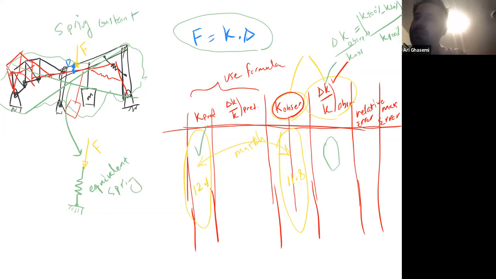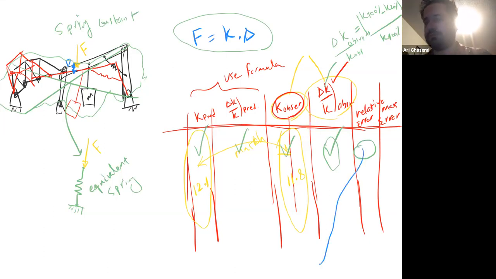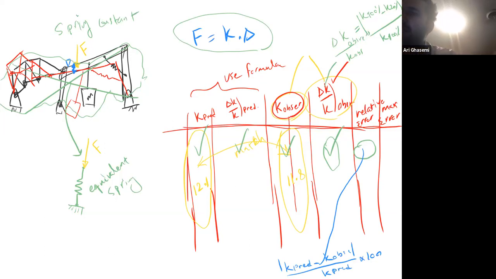So we talked about the first column, second, third, fourth, and now the fifth column. What is relative error? Relative error is the difference between K predicted minus K observed, divided by K predicted, times 100. Don't forget the absolute value. So it's the relative difference between the predicted spring constant and the observed spring constant. It's a very easy thing. As long as you have the values in this column and this column, you simply subtract, divide by K predicted, times 100.